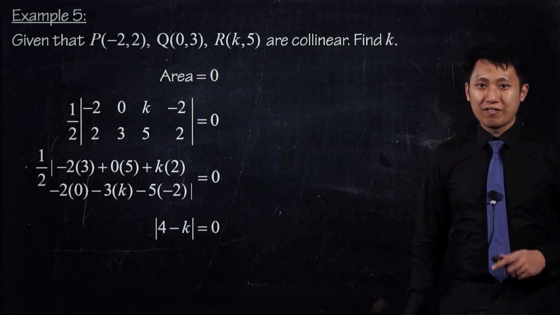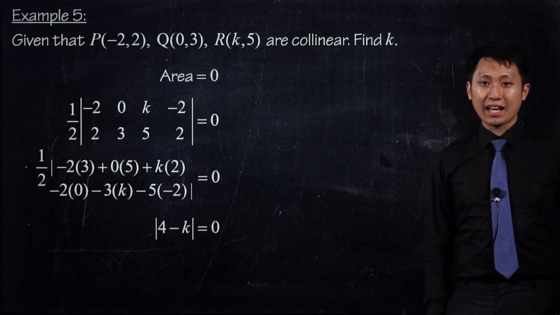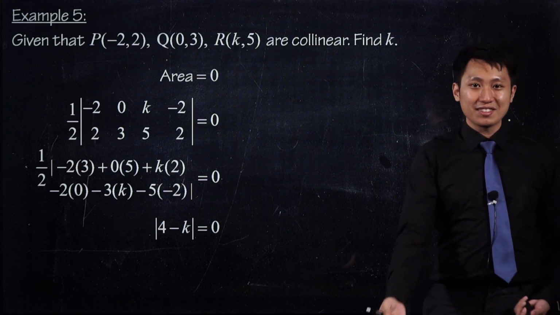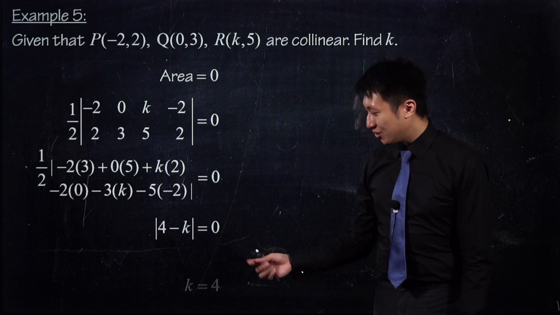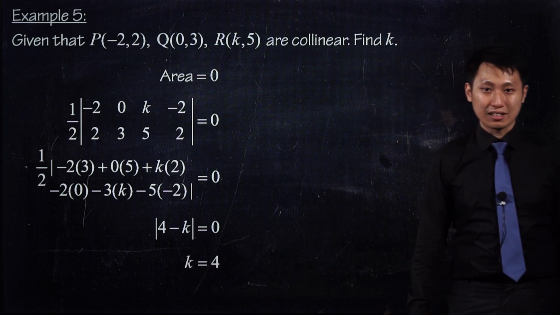Let me ask you: if you have modulus of x is equal to 0, then x has to be what? Positive 0 or negative 0, right? Okay, what is negative 0? It's still 0. So K is just equal to 4.